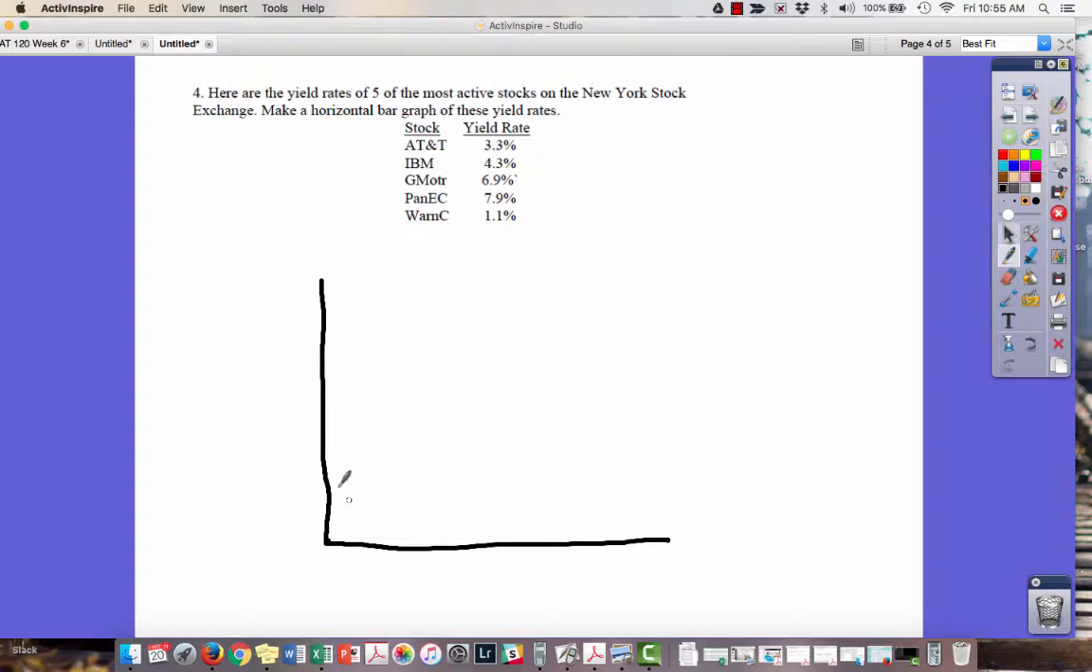So a horizontal bar graph, that means that the bars are going to be going out this direction. So you would have to put the AT&T like on the side, IBM, and so on. And then down here, you'd have your percentages. Well, I want to start at 0, and it looks like it goes up to about 8%. So I'm going to just have each one.